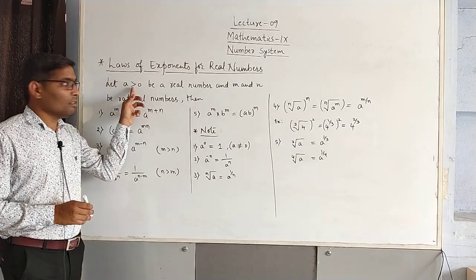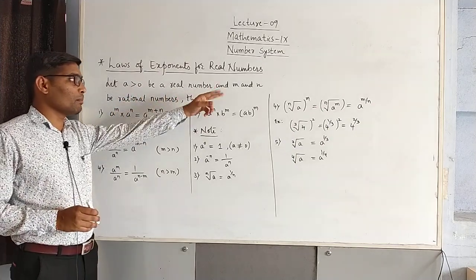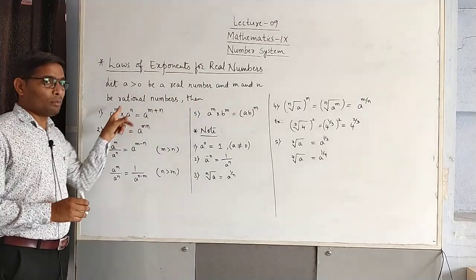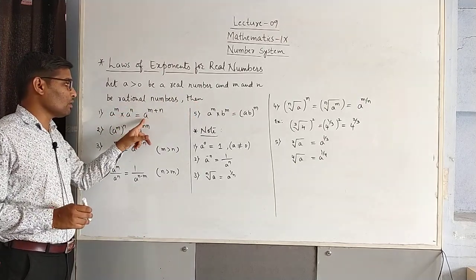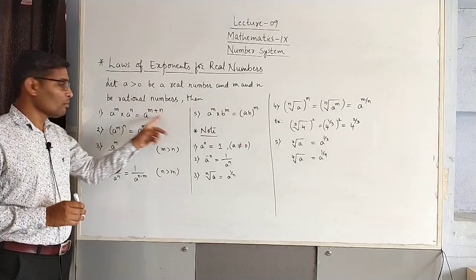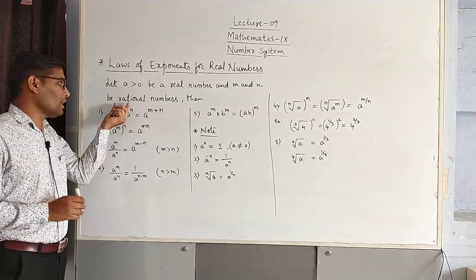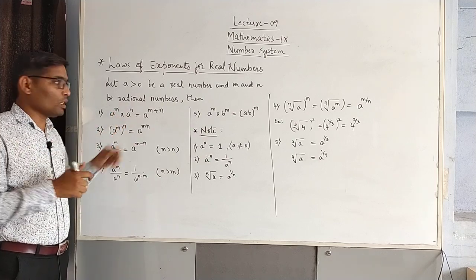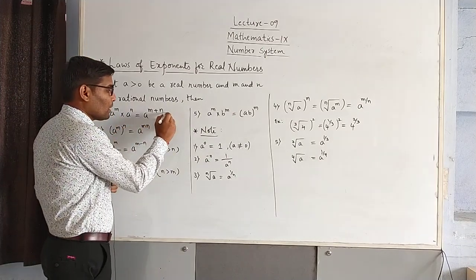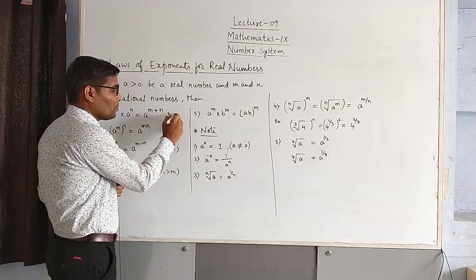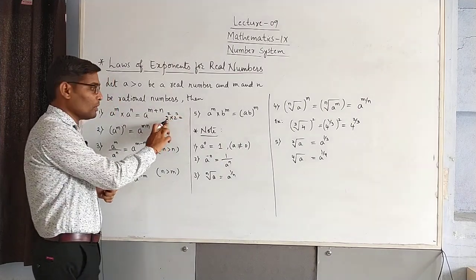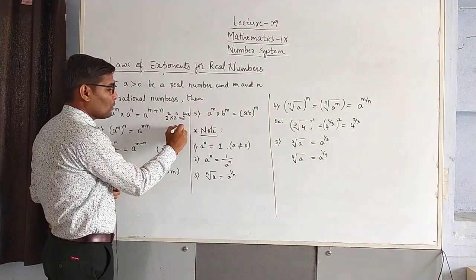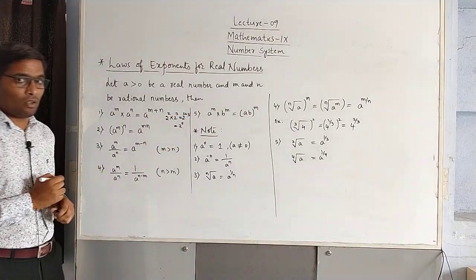Let a be a real number greater than 0, and m and n be rational numbers. Then the first law is a to the power m into a to the power n equals a to the power m plus n. It means that when the bases are the same, we can add the powers. For example, 2 to the power 2 into 2 to the power 3: here the bases are the same, 2. Now we can add the exponents, 2 plus 3, and it becomes 2 to the power 5. This is the first law of exponents.